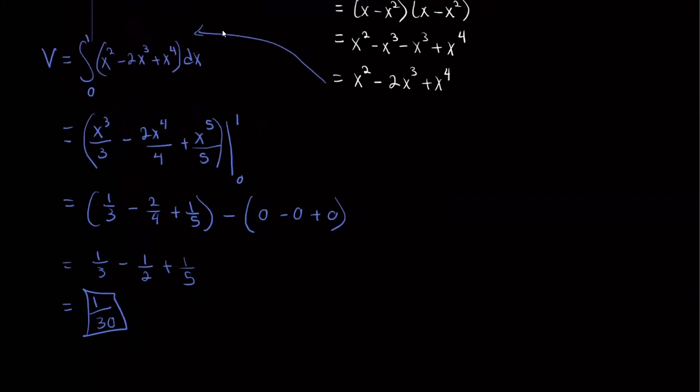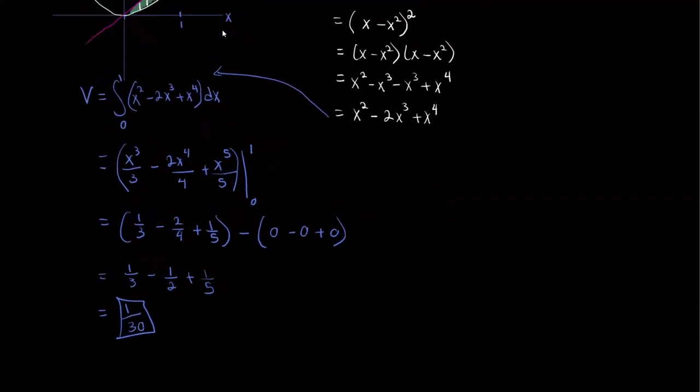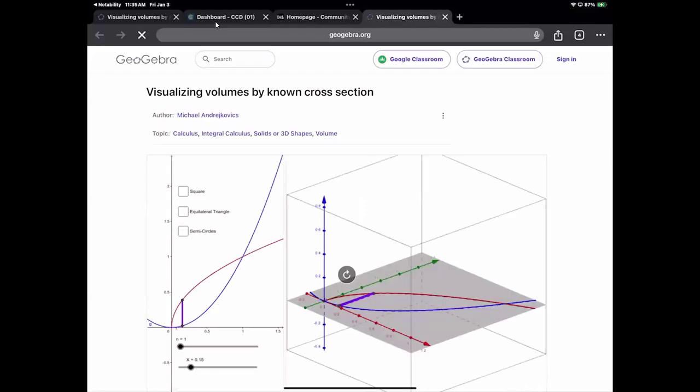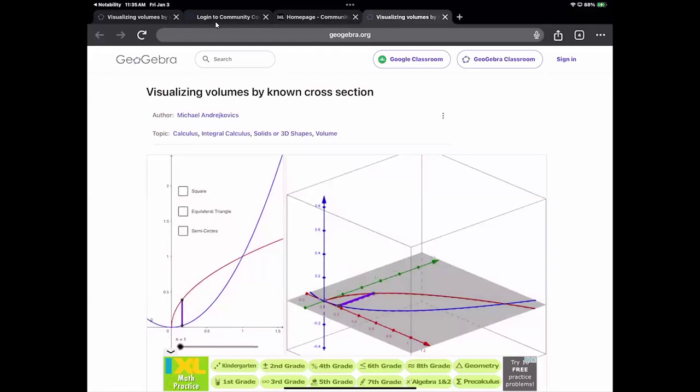Ta-da! All right, so that's what we got there for the general slicing method. I did want to show you a nice visual of that at least, so you can see what that might look like in 3 dimensions. GeoGebra is a really good tool that you might find helpful in this class, especially when you're trying to visualize what's happening along the way.